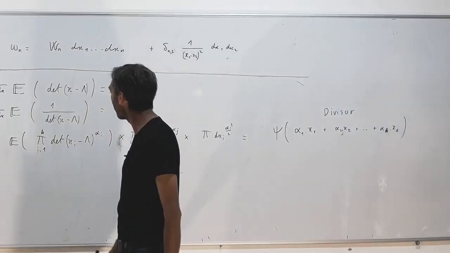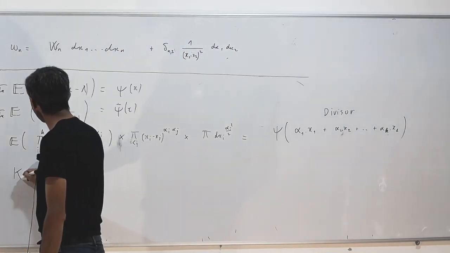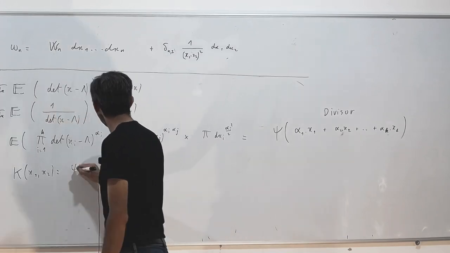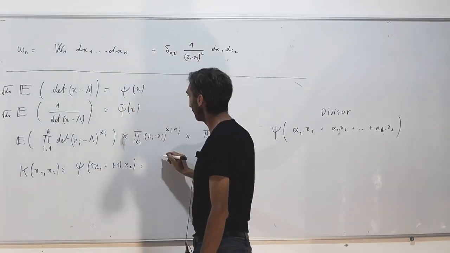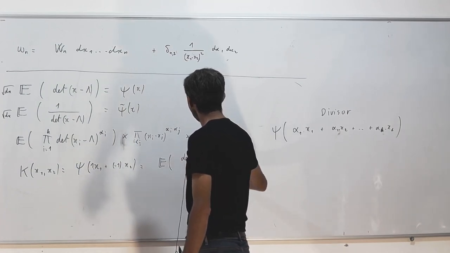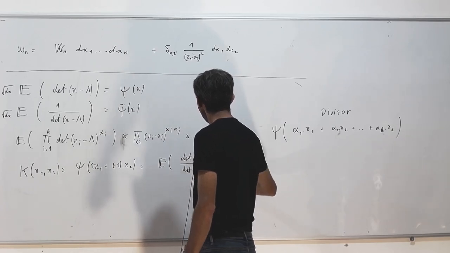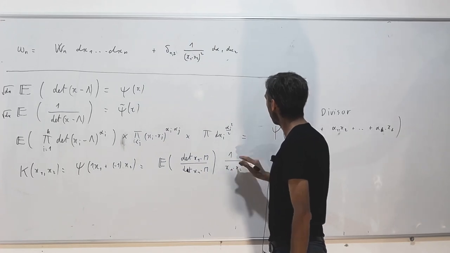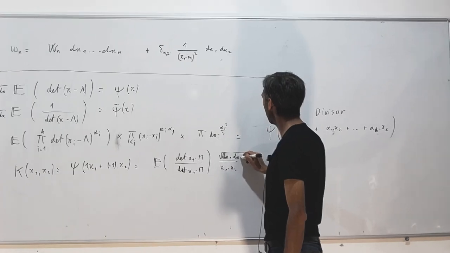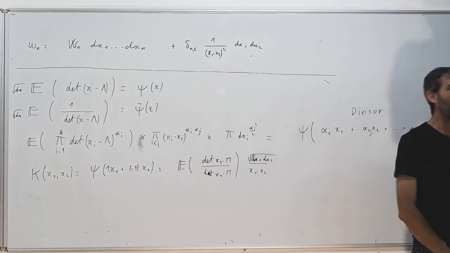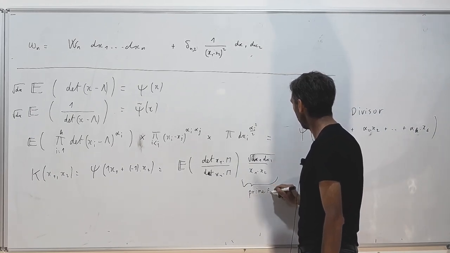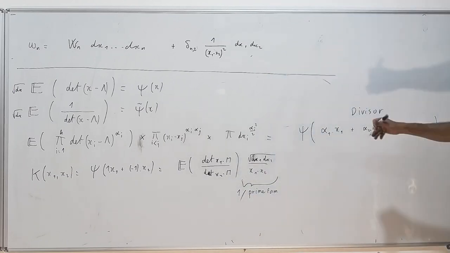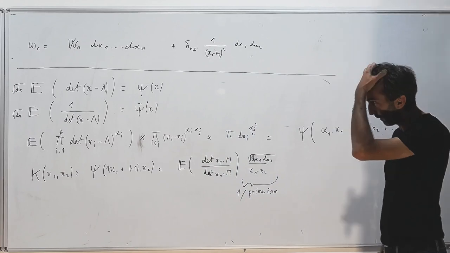Okay, so these are typically the kind of quantities we can be interested in. In fact, let me give a special name to k of x1, x2, which is in my notation psi of x1 with the coefficient 1 plus minus 1 x2. So which is in my notation the expectation value of determinant of x1 minus m over determinant of x2 minus m times 1 over x1 minus x2 times square root dx1 dx2. If you know algebraic geometry, this is 1 over the prime form. Well, 1 over the prime form. I mean, the prime form vanishes at x1 equals x2. Okay. So this one is extremely useful, and I will talk about that later.